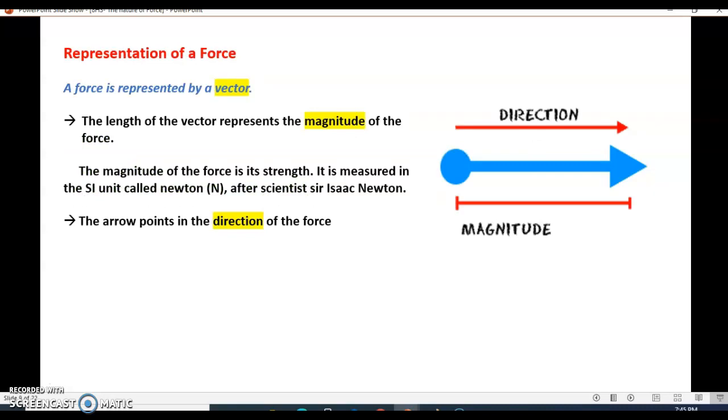A force is represented by a vector. The length of the vector represents the magnitude of the force, and the magnitude of the force is its strength. It is measured in the SI unit called the Newton, after Sir Isaac Newton, who was the first one to talk about forces. The arrow points in the direction of the force.